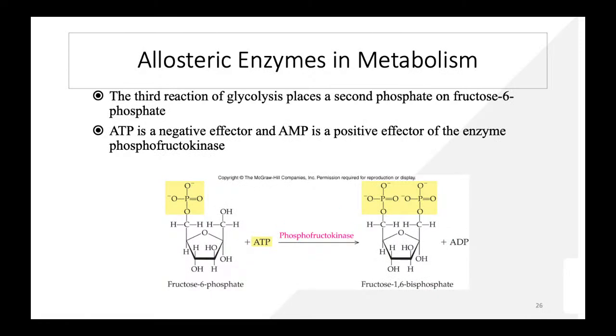So, an example here is the third reaction of glycolysis, if you remember from your glycolysis, which places a second phosphate group on fructose 6 phosphate. ATP is a negative factor and AMP is a positive factor of the enzyme phosphofructokinase. So you have fructose 6 phosphate here with a phosphate group attached on top, and you have ATP on the right hand side. Then phosphofructokinase, in the presence of ATP, makes fructose 1,6 biphosphate and an ADP molecule also.